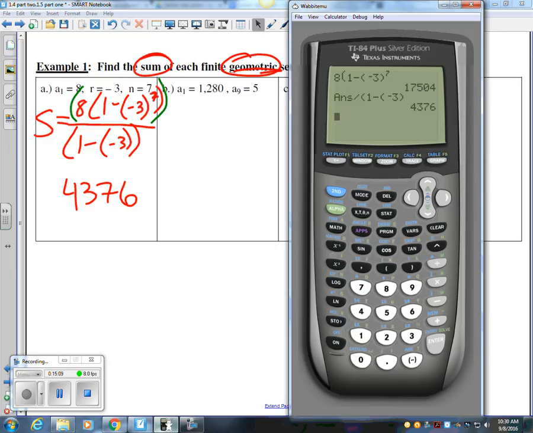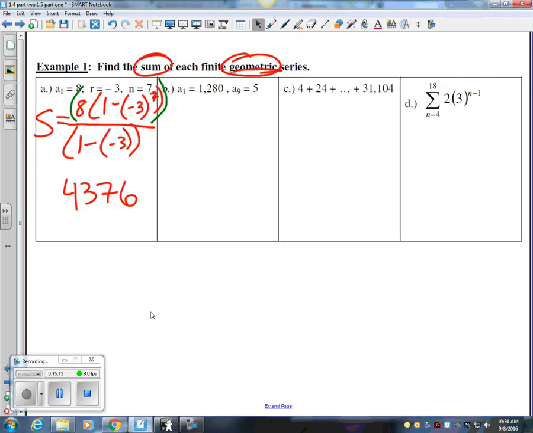Okay. All right. B, A1 is 1,280, A9 is 5. So they're asking for the sum. So I'm going to put S equals, I don't know the sum. I know A1. What is A1 on this one? 1 minus, do I know R? No, I don't know R. So let me stop. Anybody know how I'm going to get R?